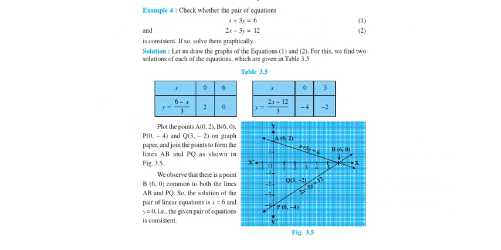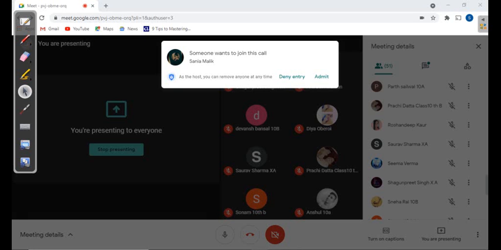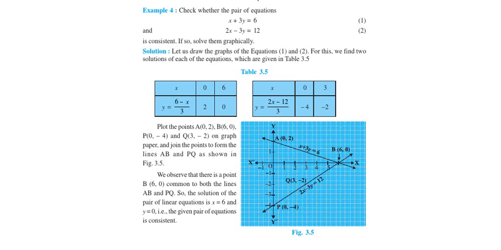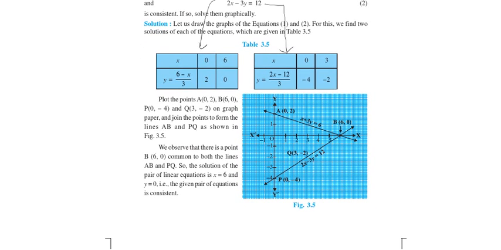Like here, there are two equations given, you can see. I'm talking about example number 4. So here two equations are given, and for both equations the solution table is made. The solution table for the first one is written here, and for the second one the solution table is written here. And then both the graphs are drawn on the same graph sheet. On a single graph sheet both the lines are drawn.